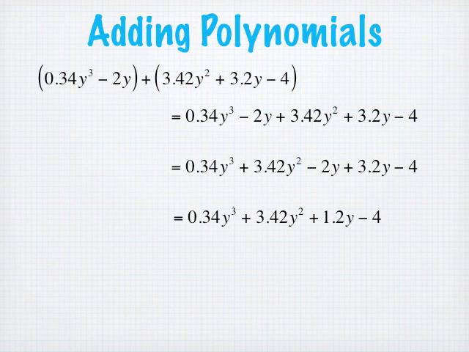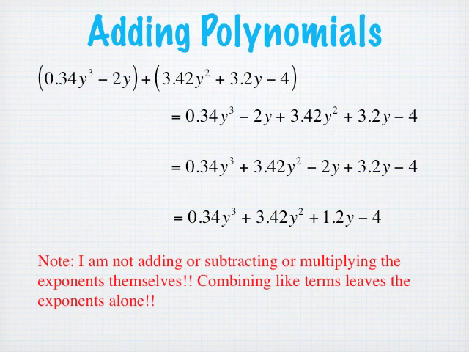Now notice I cannot do anything else with this. I can't combine the y cubed and the y squared and get a y to the fifth. I could only do that if I was multiplying. If I'm adding and subtracting, I can only combine things if they are like terms, if they have exactly the same variable part. So again, I'm not adding or subtracting or multiplying the exponents themselves. Combining like terms leaves the exponents alone.